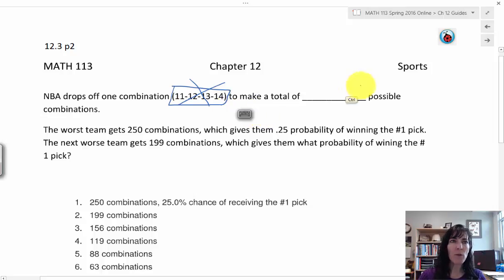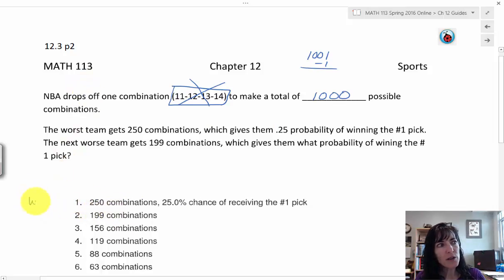But if we take off that one, remember we had 1001, and we remove one of the combinations. That means we have 1000 possible combinations. That makes us really happy because 1000 is a nice, easy number to work with. And what we do is we said, okay, fine, the worst team is going to get 250 of those 4-digit or 4-number combinations. And that's right here, 250, the worst team. So this is the worst.